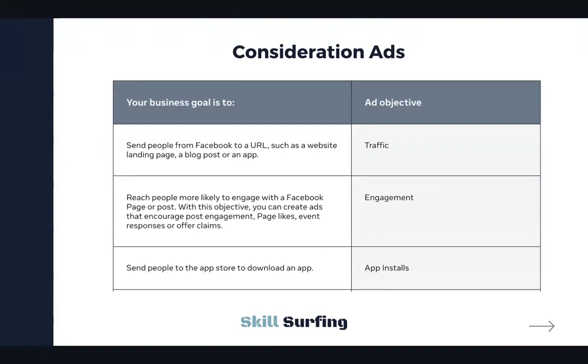Now, consideration ads are usually the ones we use the most because they're easier to understand. You have traffic. You can send people from Facebook to a specific URL. For example, it could be a website, a landing page, a blog post, or an app, or you can send them to Messenger as well.